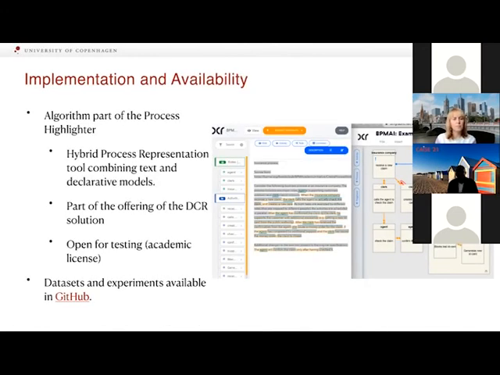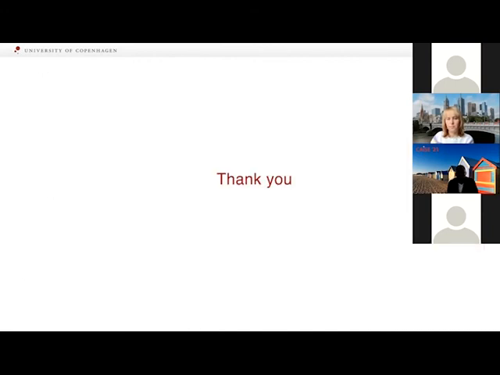Finally, the algorithm is part of the Process Highlighter, the hybrid process representation tool. It combines both the text and the declarative models. It's also part of the DCR solution. It's open for testing using an academic license, and the dataset and experiment are available on GitHub. Thank you for your time.